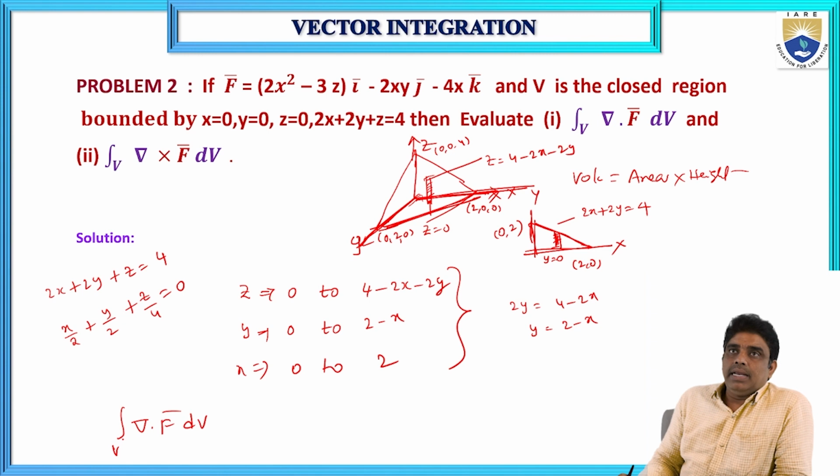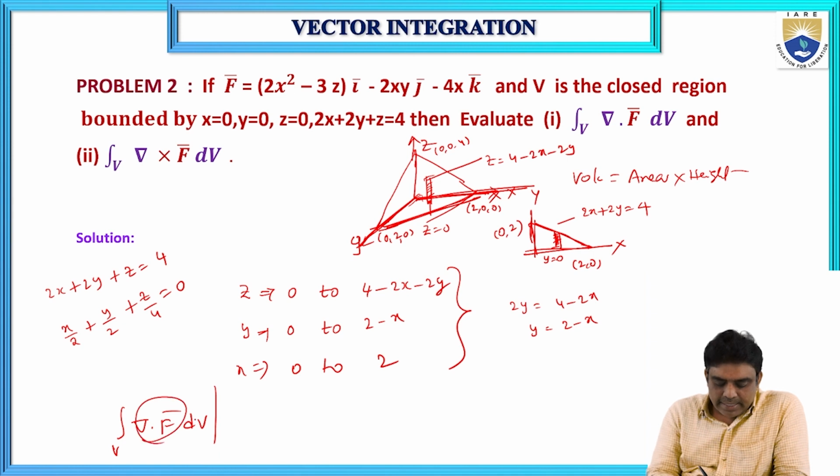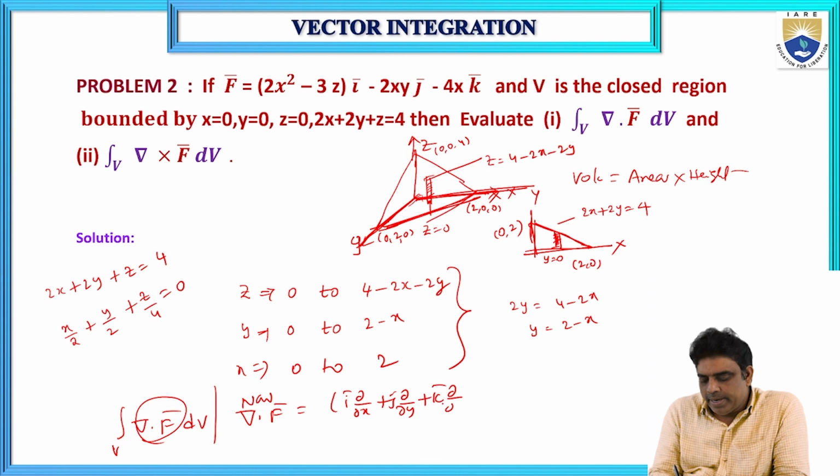Del dot f bar is clearly a scalar function. Del is a differential operator. So now I will calculate this del dot f bar. Del dot f bar is equal to i bar dou by dou x plus j bar dou by dou y plus k bar dou by dou z, the dot product with f bar.